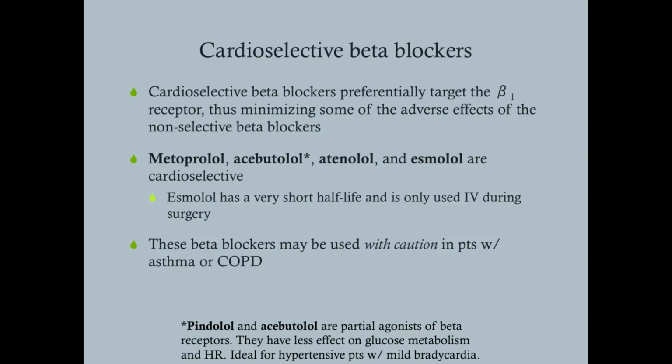I will just point out, this is sort of 95th to 99th percentile stuff, but pindolol and acebutolol are actually partial agonists of the beta receptors. They have what's called intrinsic sympathomimetic activity, ISA. And because of that, they have less effect on glucose metabolism and heart rate, but they still have the effect of lowering blood pressure. So this is good for patients with hypertension who already have a mild bradycardia because they don't lower the heart rate as much as the other medications. So pindolol and acebutolol. They also have much less effect on glucose metabolism, and so this could be ideal in patients who are diabetic.